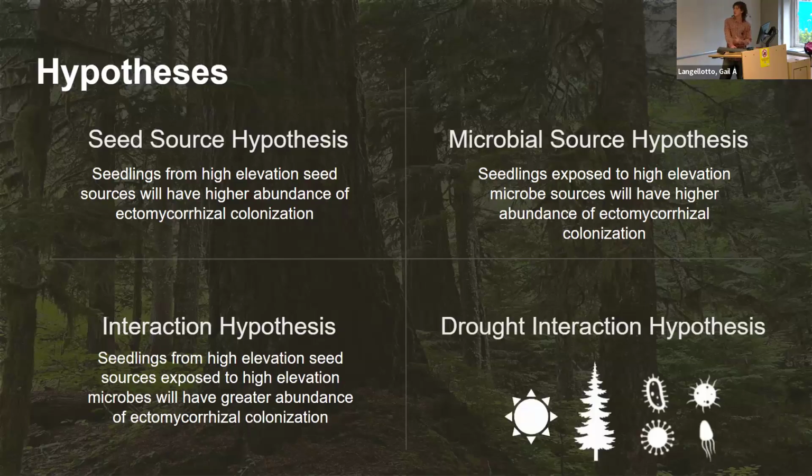And then lastly, we have this drought interaction hypothesis, where we go back through and explore all 3 of the first hypotheses using seedlings that were exposed to a month-long period of drought. And this is really to explore how applied abiotic stress is going to impact ectomycorrhizal abundance on a seed source level, a microbial source level, and then in their interaction.